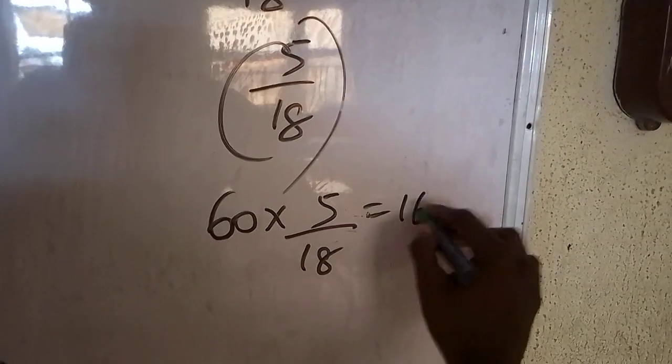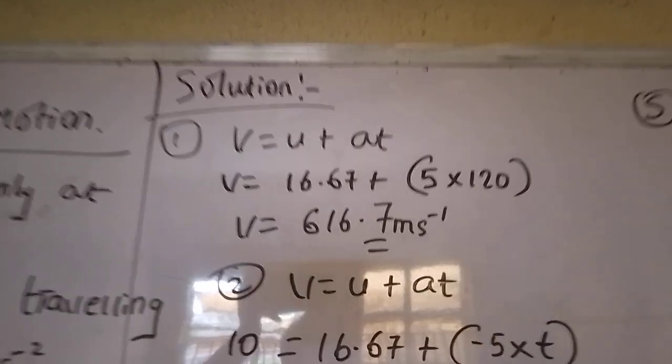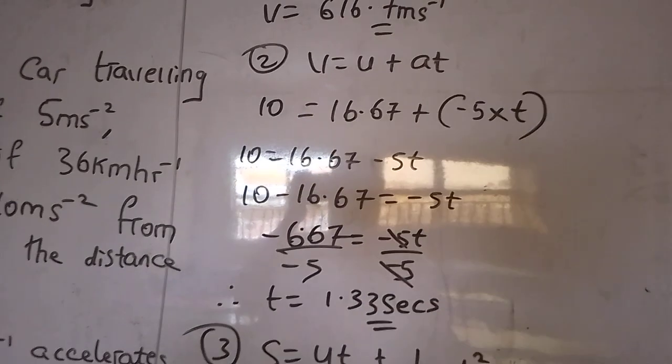So I will get 16.67 meter per second. So that is the first thing I want to teach us. That is the solution to number 1. Just equate v equals u plus at. The same thing too for number 2.